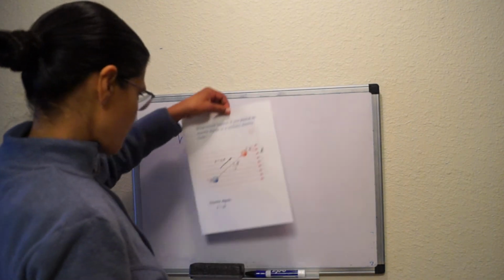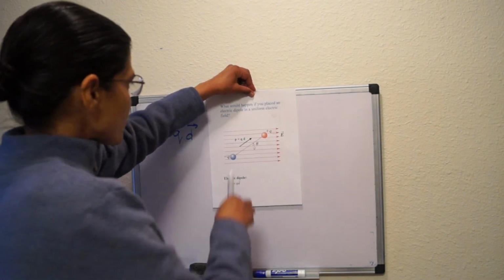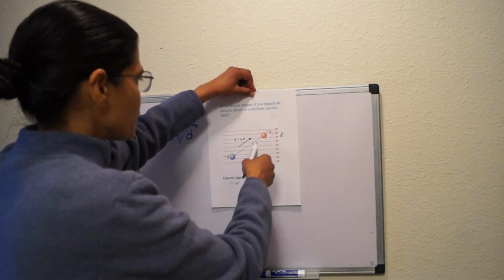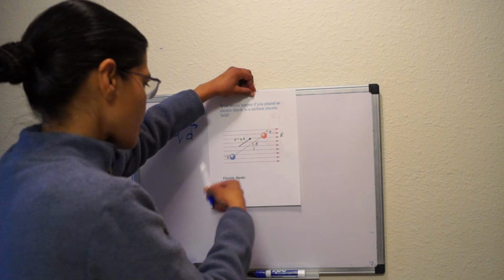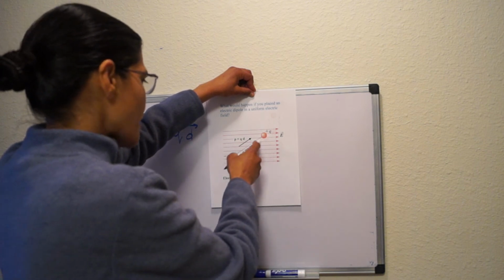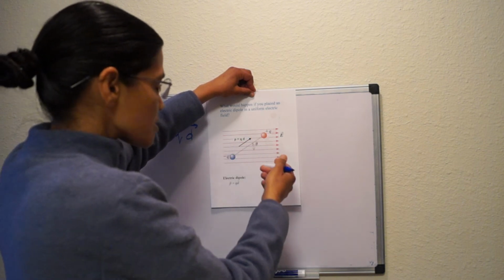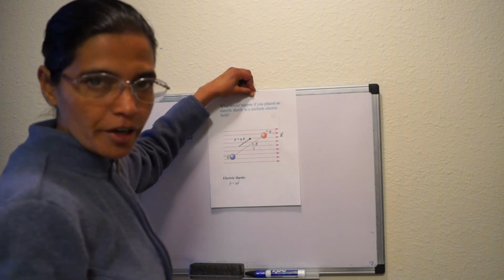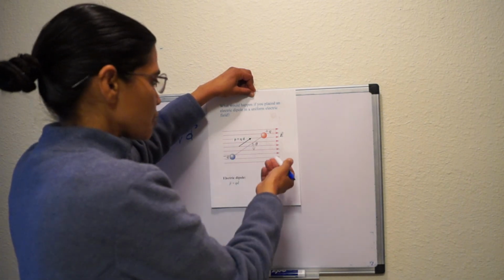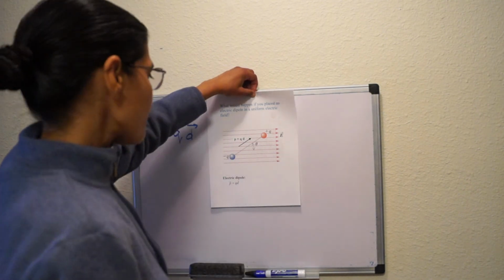Oh, this is also important. We said, what would happen if we place an electric dipole in a uniform electric field? We talked about that this dipole would experience torque, right? Basically, it will rotate, so there will be torque. Okay.